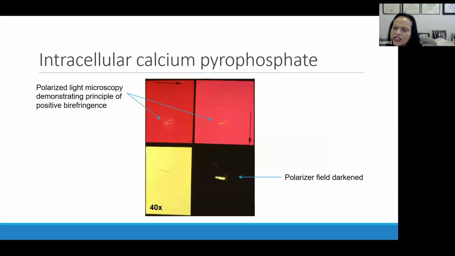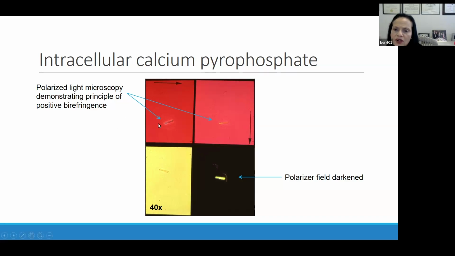And here's how they look. These are much harder to see. When you're looking under plain microscopy 40X, these are short, stubby crystals. They don't stick out of the cell. Sometimes I feel like I can't see anything. I make the polarizer field completely black, and then I can pick out these small, bright crystals which morphologically look like CPPD because they're not long and needle-shaped.